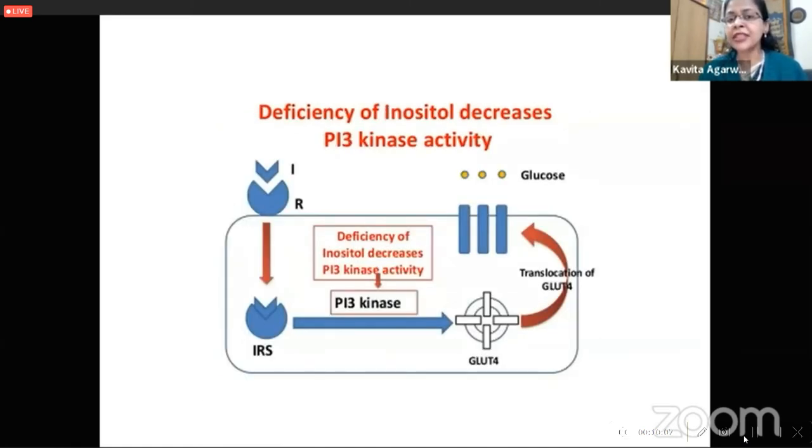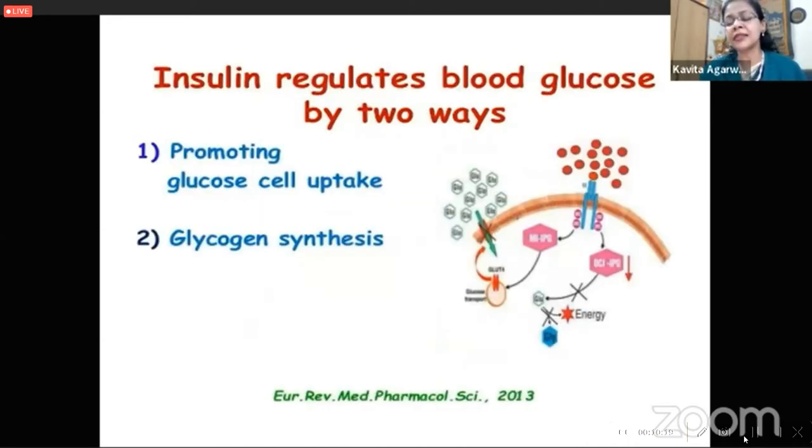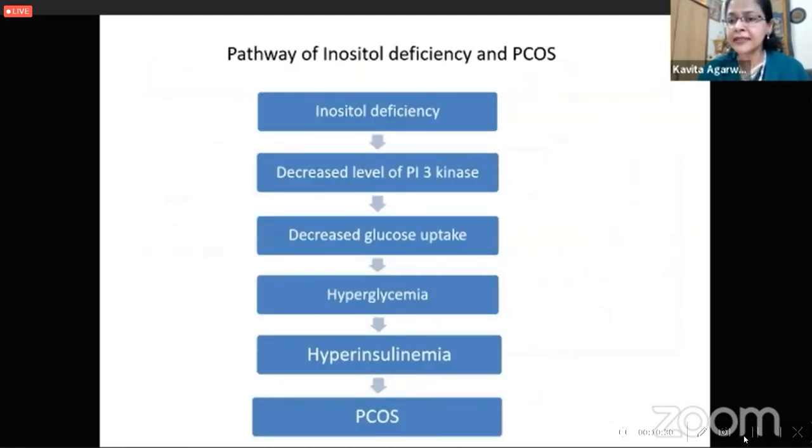So if the deficiency occurs, this PI3 kinase activity is going to decrease. GLUT4 is not going to get activated, so the glucose is not going to come into the cell. When the glucose is not coming into the cell, the role of MI is not being fulfilled. Also, with DCI, glycogen synthesis is not occurring. So finally, there is going to be hyperglycemia.